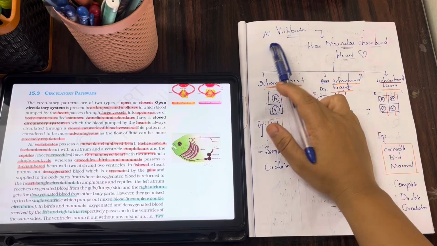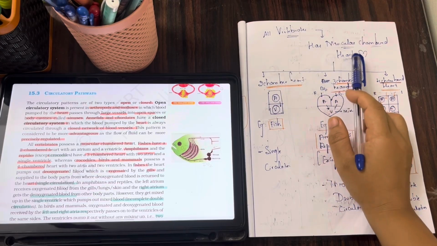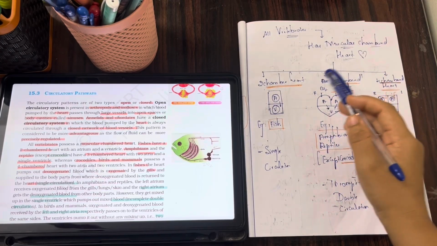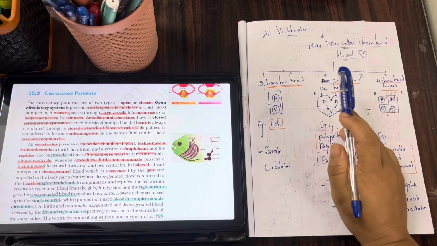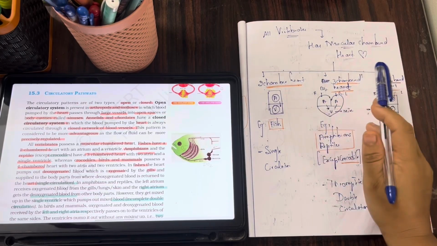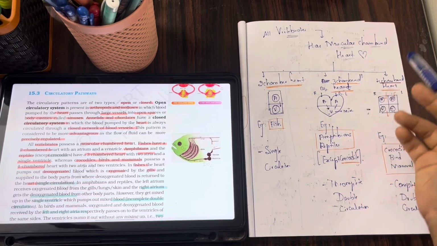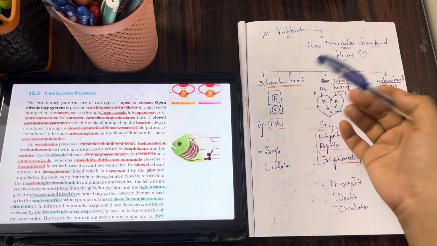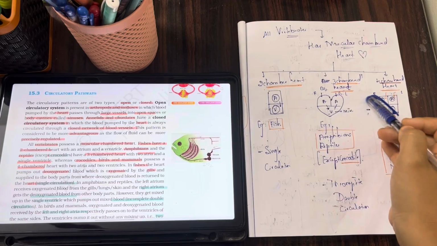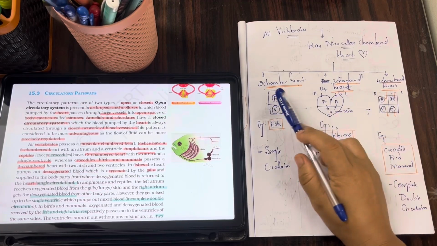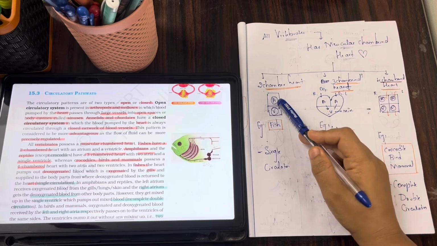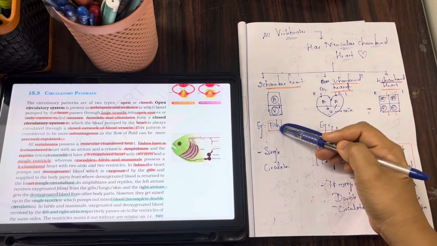Moving ahead, all vertebrates have a muscular chambered heart. But there are different types of heart depending on the chambers it possesses. For example, if there are different houses, there will be different numbers of rooms. Similarly, there are different types of heart depending on the number of chambers it possesses. It can be 2-chambered, 3-chambered or 4-chambered. In 2-chambered heart, there is one atrium and one ventricle. It is mainly seen in fish.